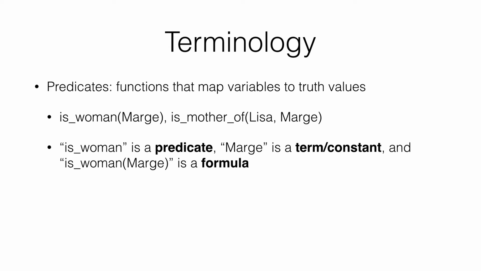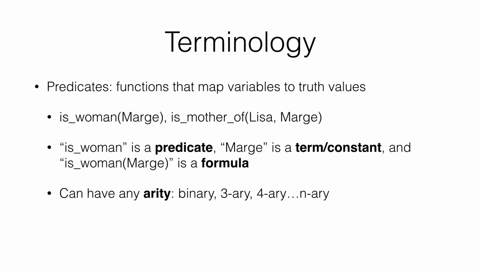Additionally, more terminology, just like functions, predicates can have different arity, which just means whether they're binary functions, three-ary, I guess trinary functions, four-ary or n-ary functions. And this just characterizes predicates by how many inputs they take, right? How many terms they consider when they have to decide whether they're true or false.